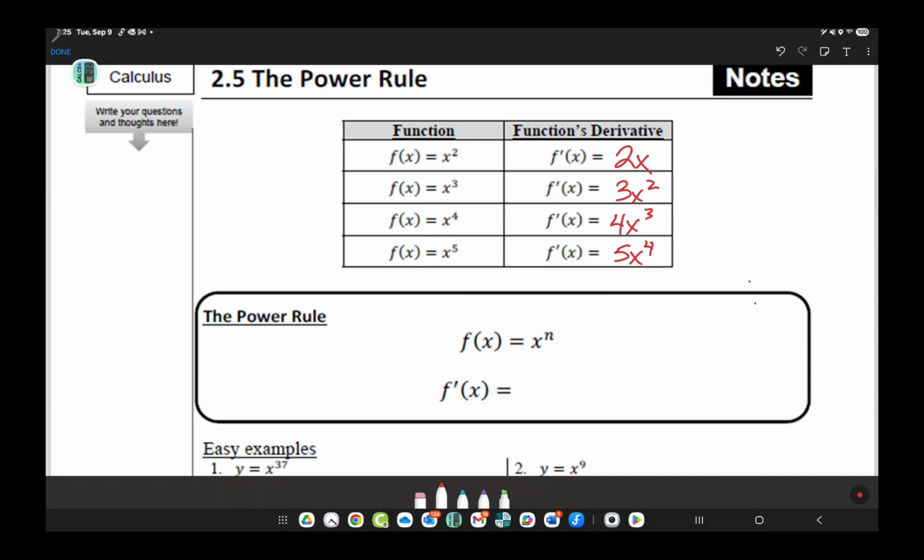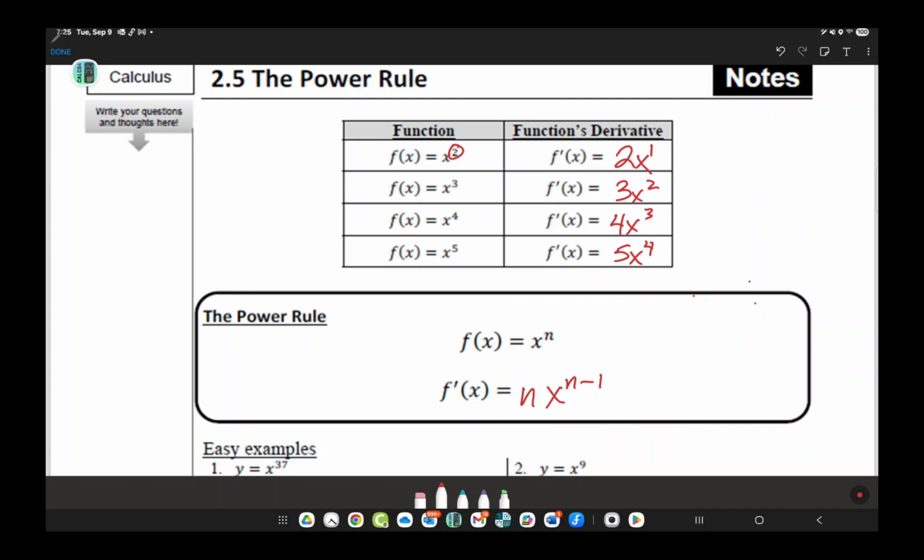Specifically, let's look at what the exponent was and what it is and what happened to the exponent. Yep. The exponent decreased by 1 each time, but also the exponent became what? The coefficient. That is the power rule. You bring the exponent down, subtract 1 from the exponent, and that's it.